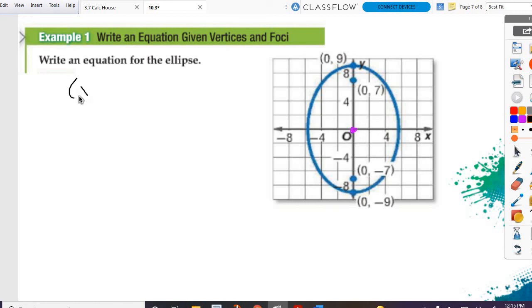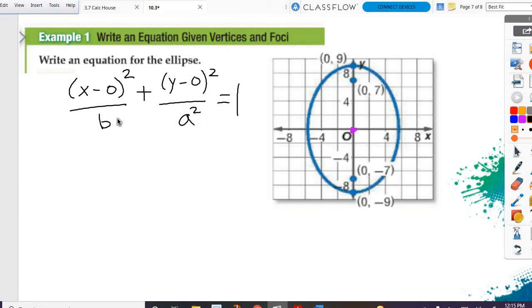So we would have x minus 0 quantity squared plus y minus 0 quantity squared. Now for this one, which one of my variables, x or y, is my a going to be underneath? It's going to be under the y. It's going to be under the y this time because notice that it is taller than it is wide.